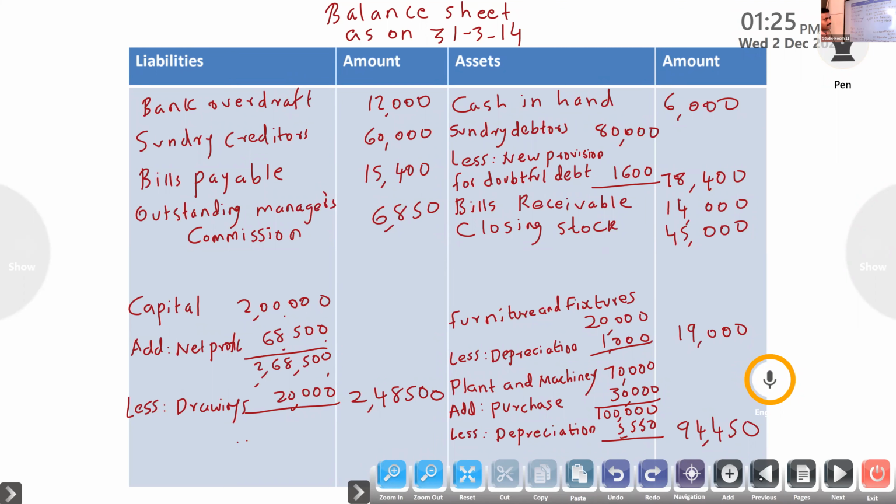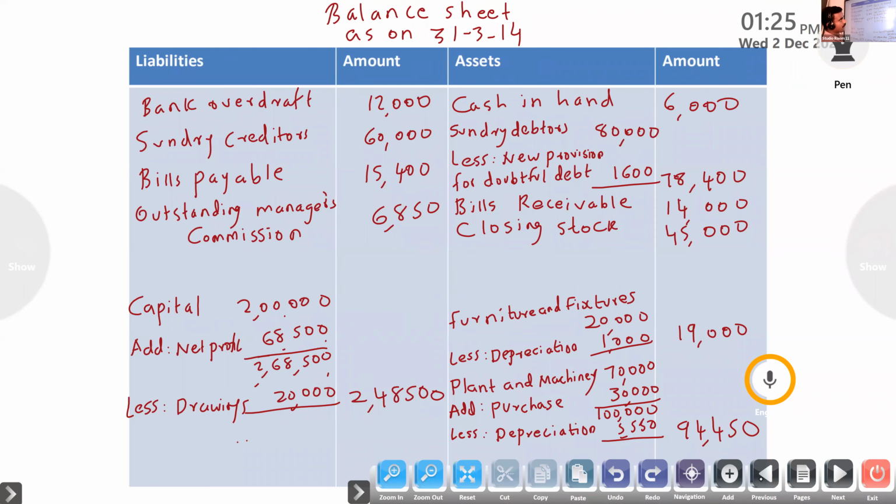Okay, further bad debt, new provision for doubtful debtor, provision for discount on debtor. Next, that we know that bad debt, add further bad debt, add new provision, less old provision, then separate provision for discount on debtor. How to calculate the provision for doubtful debt? We know from sundry debtor, you have to minus further bad debt into percentage.